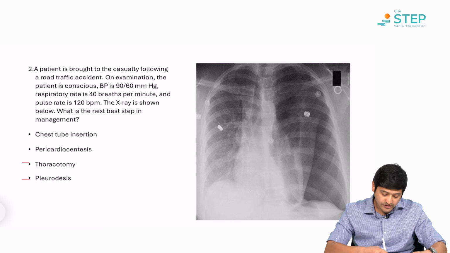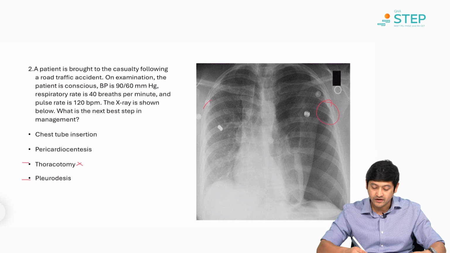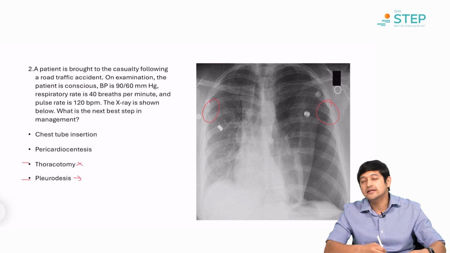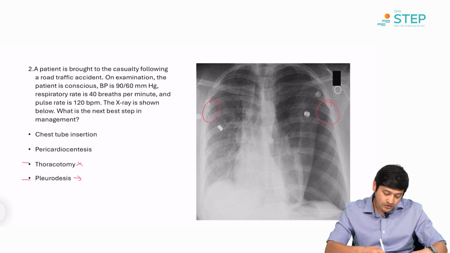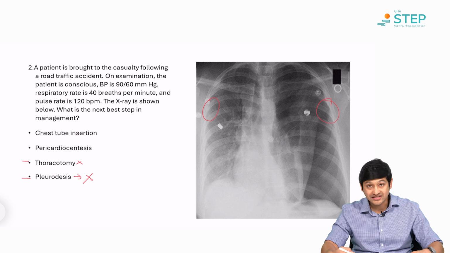In an emergency situation, you wouldn't want to perform a thoracotomy because that involves opening the chest up. All right. A pleurodesis is basically sealing off the pleural cavity. You instill something like chalk that irritates the pleura and causes a complete occlusion of the pleural cavity, which is not something you're going to want to do right now in an acute scenario.